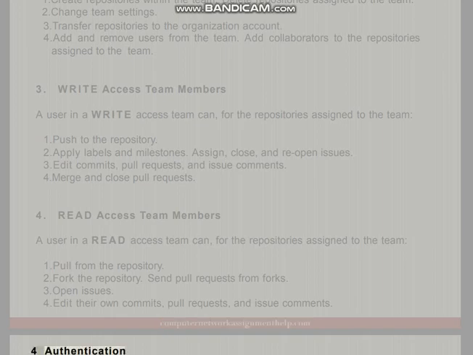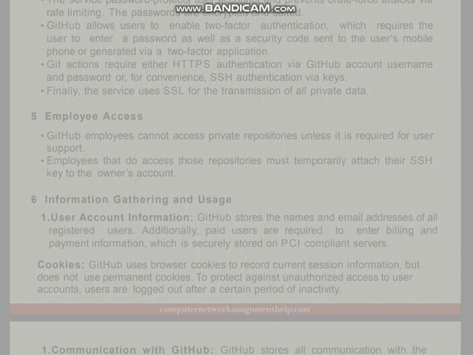4. Authentication. The service password protects user accounts and prevents brute force attacks via rate limiting. The passwords are encrypted and salted. GitHub allows users to enable two-factor authentication, which requires the user to enter a password as well as a security code sent to the user's mobile phone or generated via a two-factor application. Git actions require either HTTPS authentication via GitHub account username and password or, for convenience, SSH authentication via keys. Finally, the service uses SSL for the transmission of all private data.